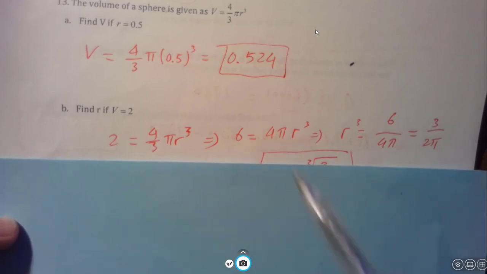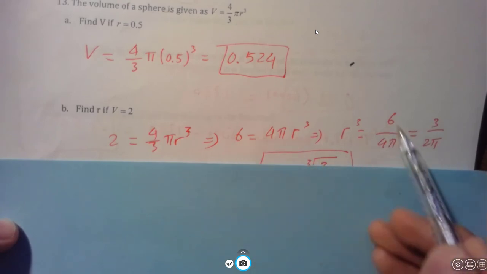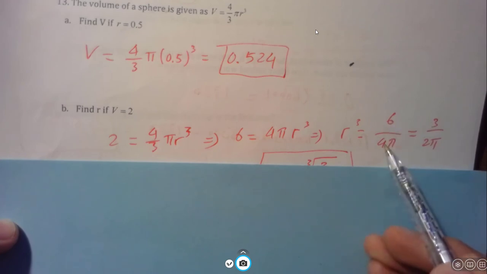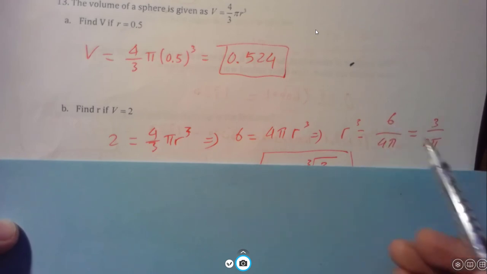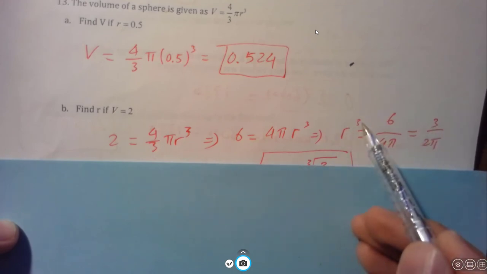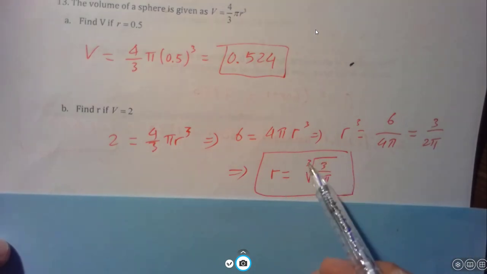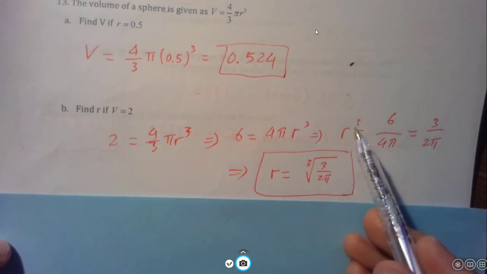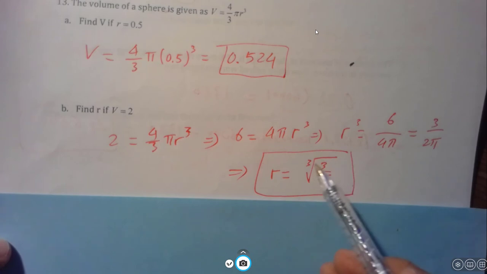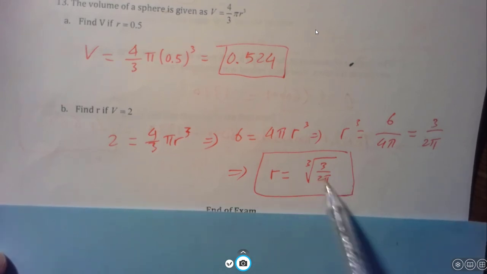I'm solving for r, so I divide both sides by 4 pi. So 6 divided by 4 pi. 6 and 4 both divide by 2, so simplify that: 6 divided by 2 gives me 3, and 4 divided by 2 gives me 2. Now this is r to the third power. So to find r, I have to take the radical of index 3, or the cube root, because this is the cube root, not the square root. So I have to take the cube root of the whole right hand side term to solve for r. And you can leave your answer in radical form.